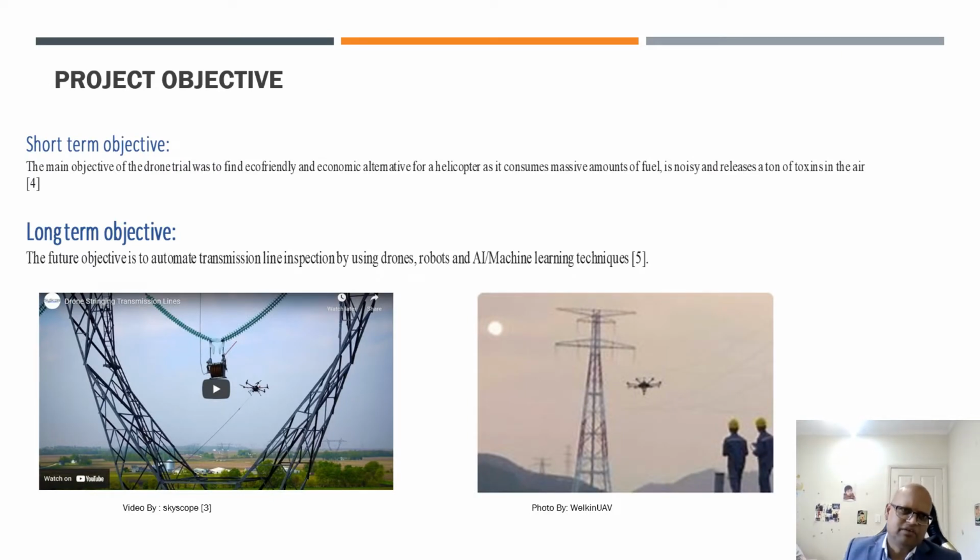What is the objective of this project? There are two objectives. The short-term objective is to find an eco-friendly and economic alternative to helicopters, and the long-term objective is to automate the transmission line inspections by using drones and AI machine learning techniques.